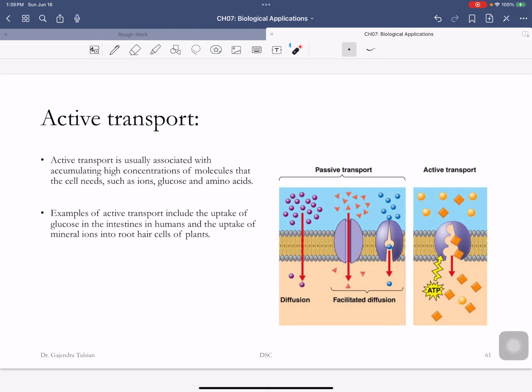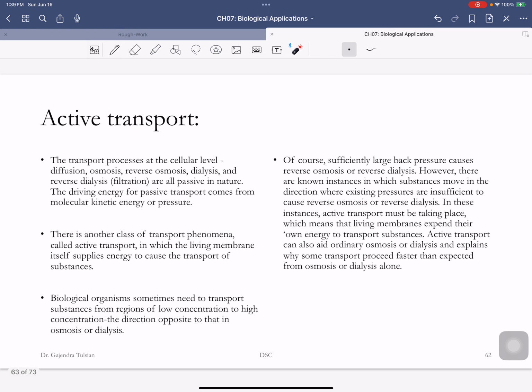Examples include the uptake of glucose in the intestines in humans and the uptake of mineral ions into the root cells of plants. So the transport processes at the cellular level: diffusion, osmosis, and reverse osmosis, dialysis and reverse dialysis, which is filtration, are all passive in nature. The driving energy for passive transport comes from molecular kinetic energy or pressure. Those are all passive. Active transport involves use of energy.